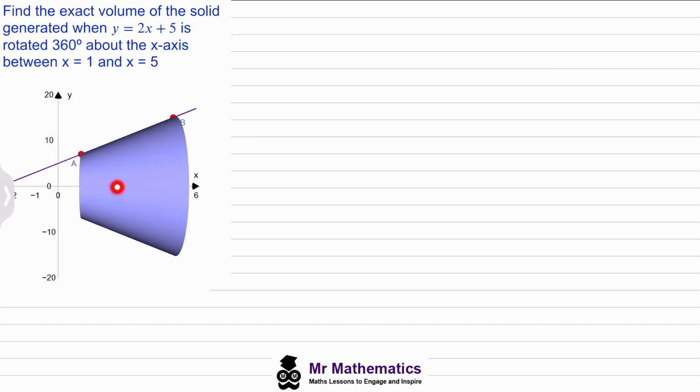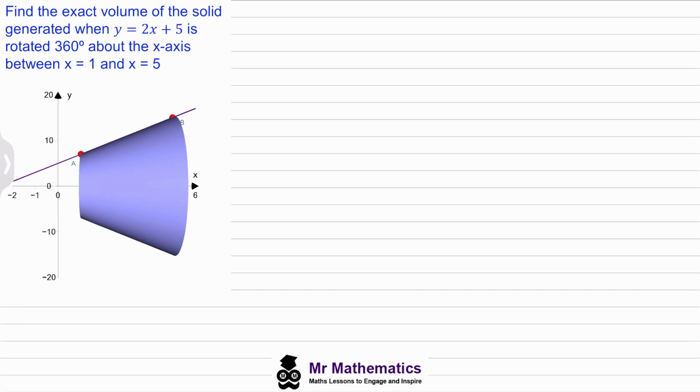So the distance from the x-axis to any point on the line gives us the radius of these circles. So the line y equals 2x plus 5 becomes the radius of the circle. So to work out the volume of this solid, we need the volume of a cylinder. And this is pi multiplied by the radius squared. And remember that the radius is the distance from the x-axis to the line, multiplied by the length of a cylinder.